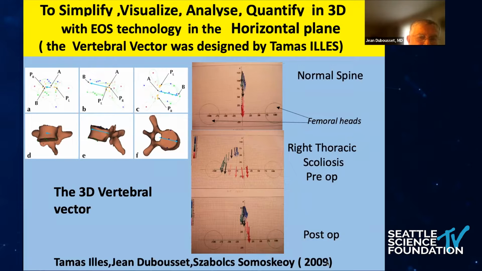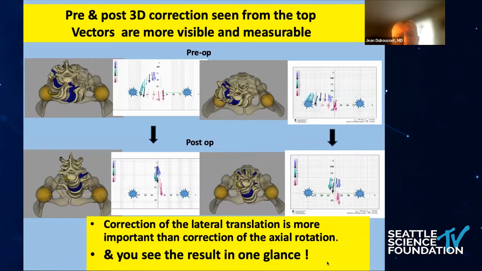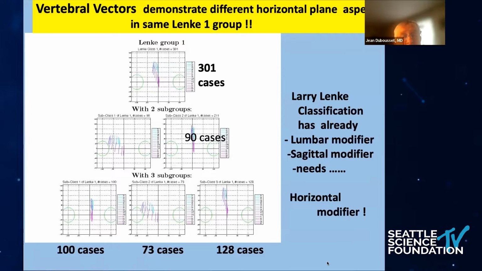That is, each vertebra represented by one vector. And you see the difference between the normal spine, the right thoracic scoliosis pre-op, and post-op, so you are able to analyze this very easily. And when you see these two cases, pre and post, you see in one glance, when you use the vector, they are much more visible than with the complete reconstruction.